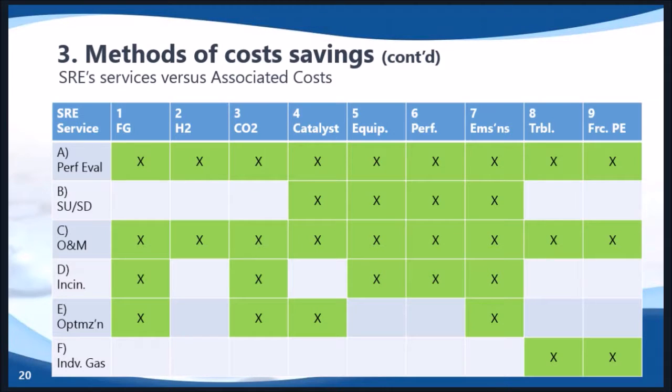So this slide, this table outlines those SRE services, A through F, and how they relate to the costs that we identified at the beginning, 1 through 9. Like I was mentioning, the performance evaluation covers all of those costs that we see: fuel gas, hydrogen, CO2, our catalyst costs, our equipment costs, performance evaluation emissions. Whereas the individual gas is more tailored towards the troubleshooting, or if you had to do a performance evaluation or consent decree at proving your overall recovery efficiency on a regular basis.